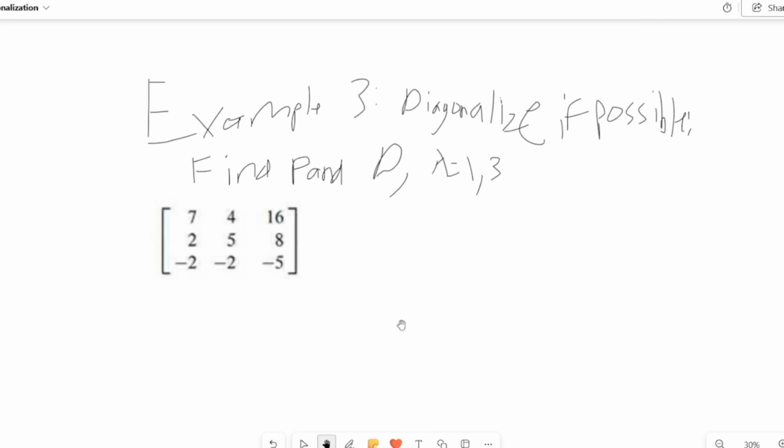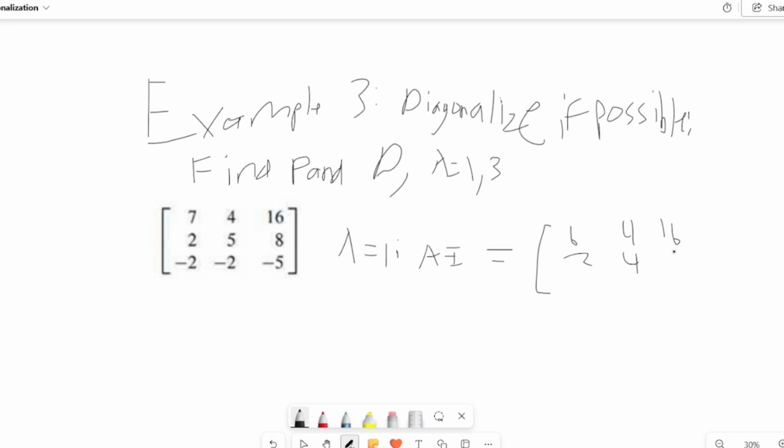We're given the eigenvalues here, so our first step would be finding what the resulting matrix would be, because to find the eigenspaces, we need the null spaces of the resulting matrix when we do A minus lambda I. So let's do that for lambda equals 1 first. So we have A minus I, and this would be subtracting from the diagonals. We have 7 minus 1, so 6. And then these two terms are the same. Then 2, then 5 minus 1, so we have 4. And then 8. Then negative 2, and then negative 5 minus 1, so we get negative 6 here.